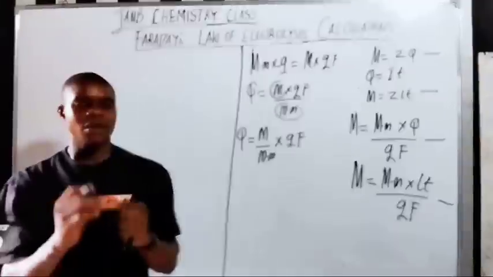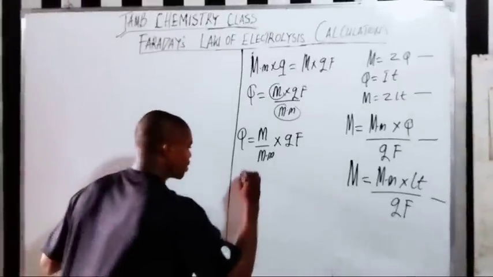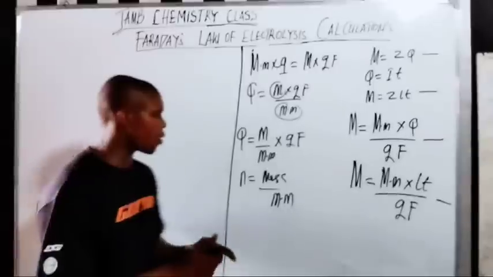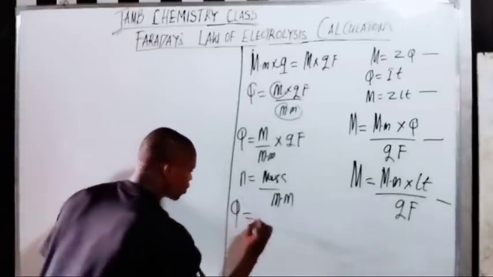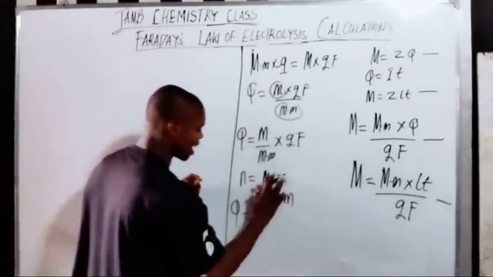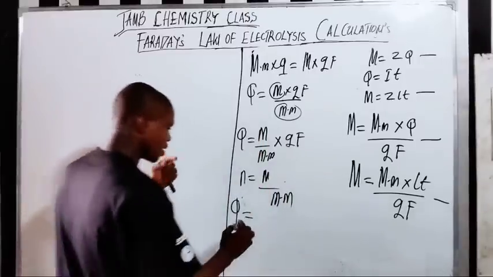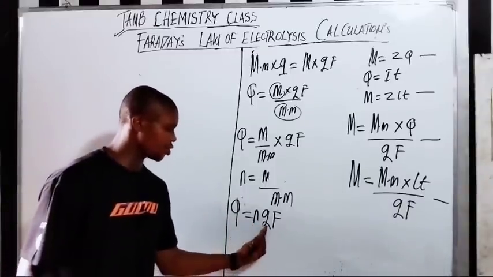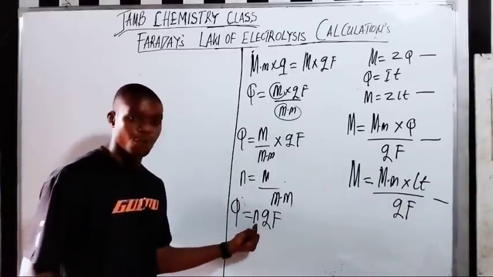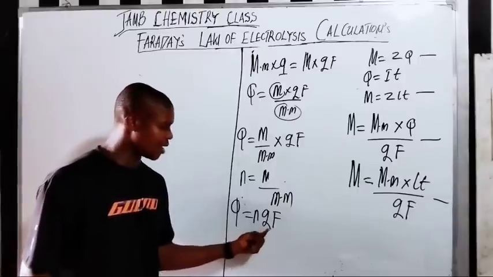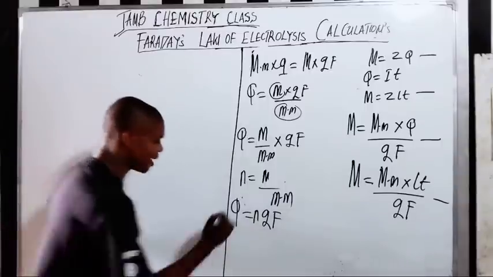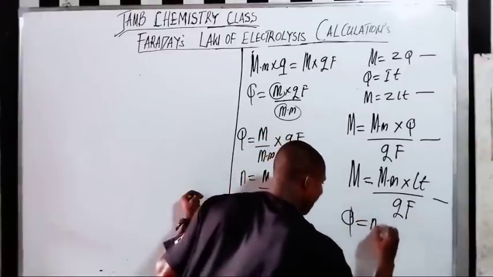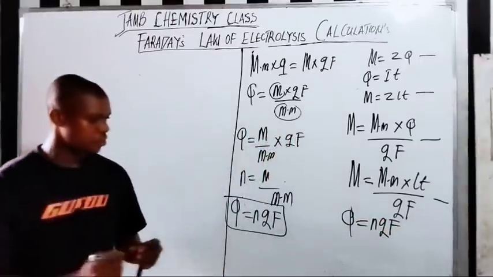Remember, in stoichiometric calculation, mole equals mass over molar mass. So instead of putting mass over molar mass, I'll just put n. So Q equals nQF. The quantity of charge equals the number of moles times the charge, or oxidation state, of the metal, times Faraday constant. So this is another formula that is very useful when you are solving questions. Q equals nQF.